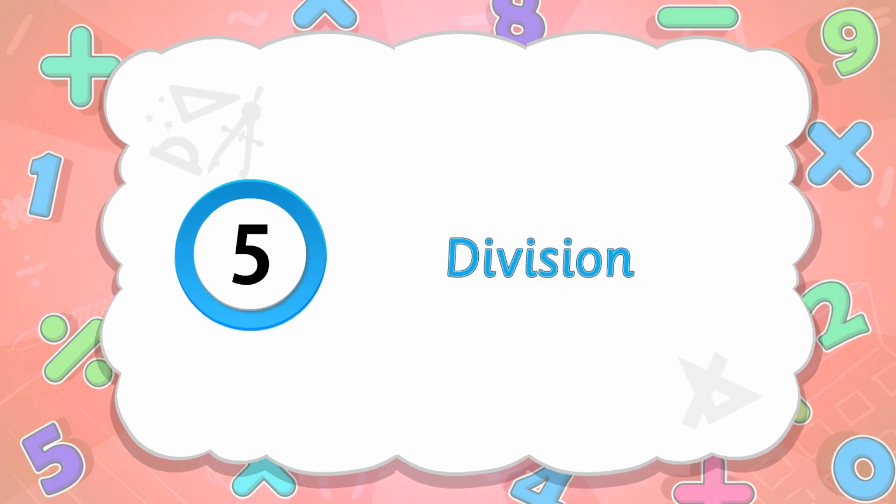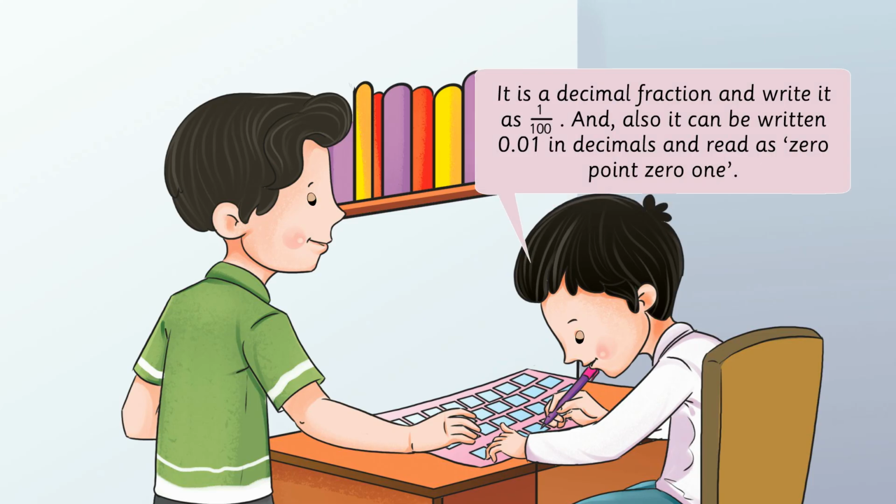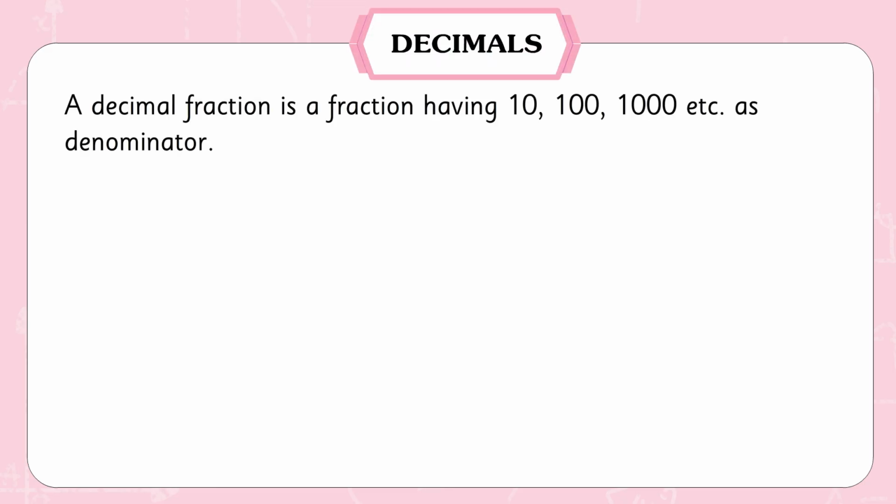Chapter 5. Decimals. What is this? Do you know? The shaded square is representing 1/100th part of this whole grid. It is a decimal fraction and we write it as 1/100, and it can also be written as 0.01 in decimals and read as 0.01. A decimal fraction is a fraction having 10, 100, 1000, etc.